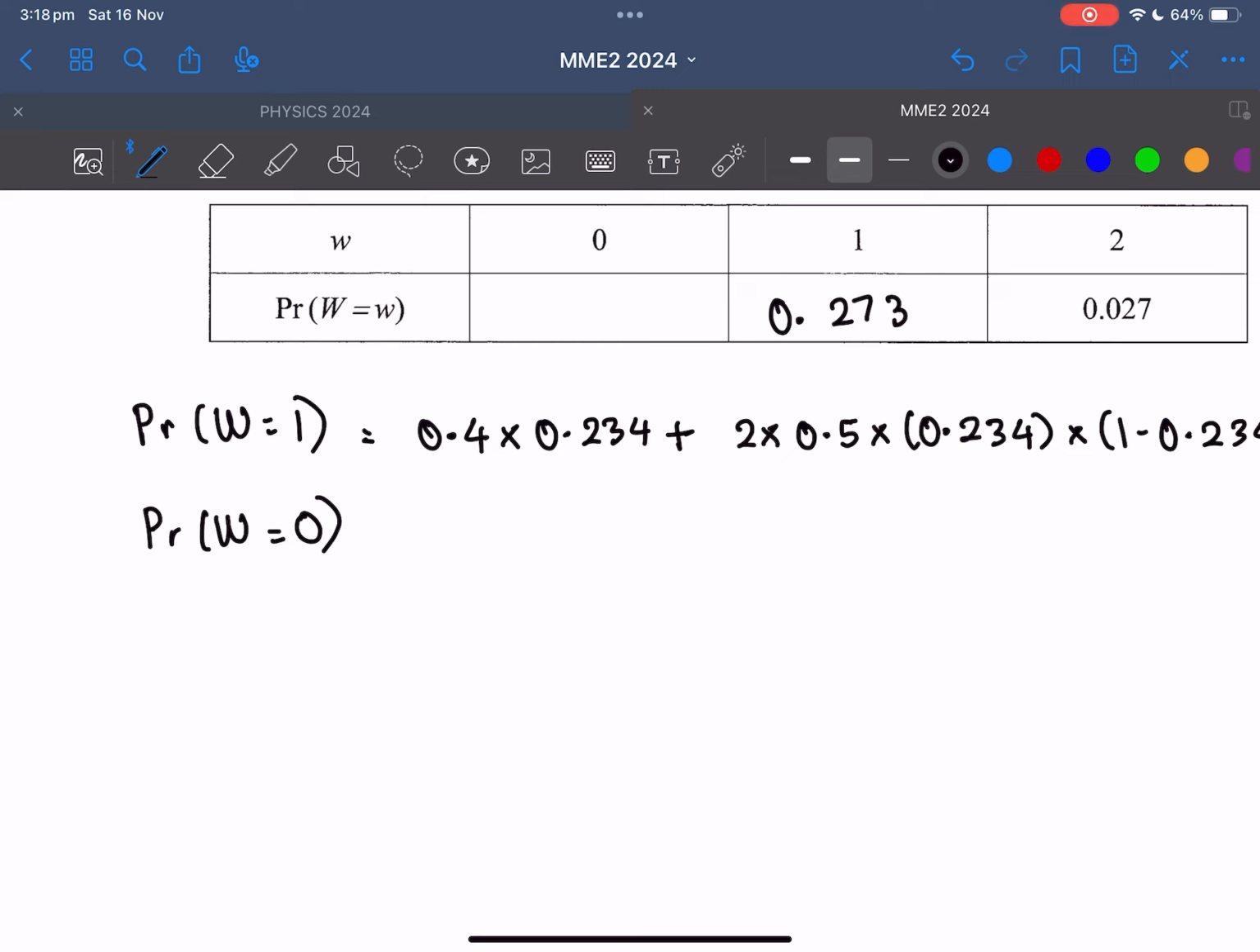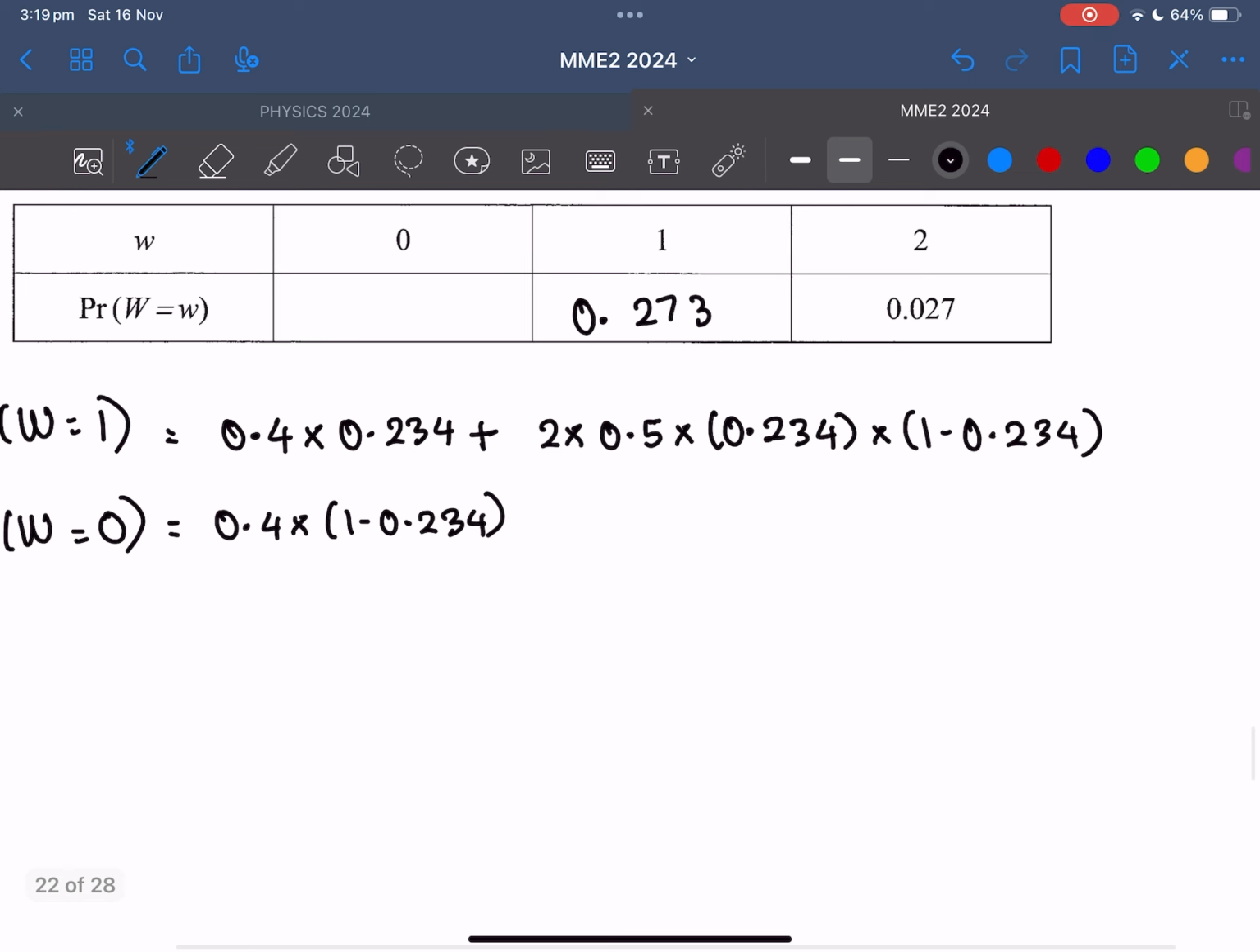So let's say I'm only carrying 1 bag, so the 40% of the travelers. So 0.4 times, I want it to be not heavy, so 1 minus 0.234, plus, I'm traveling with 2 bags now, so 0.5 times, I want both of them to be not heavy, so (1 minus 0.234) squared.